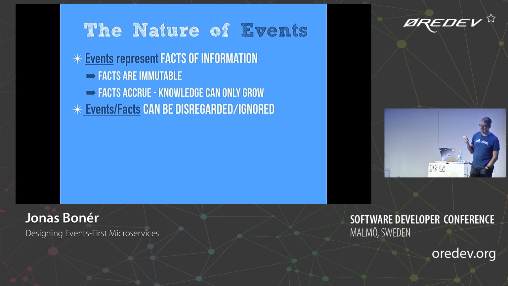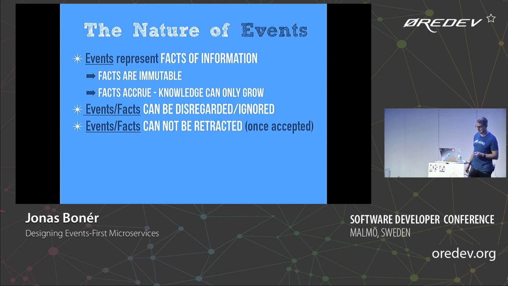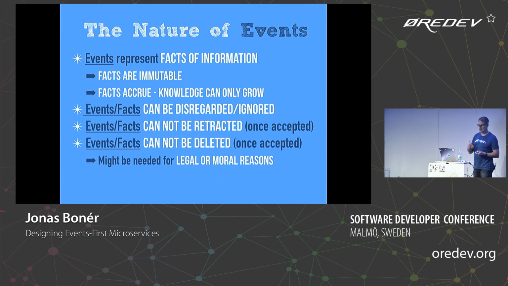Okay, but facts can, of course, be disregarded and they can be ignored. You might have a reason to believe that whoever you're talking with is lying, for example, or you might get conflicting information and have to throw one fact away and take the other one in, so to speak. But I think it's really important that once events have been accepted as being the truth, they can't be retracted. Okay? And also events can't be deleted. You can't erase knowledge. Okay? So once you have accepted it, it can't be deleted.